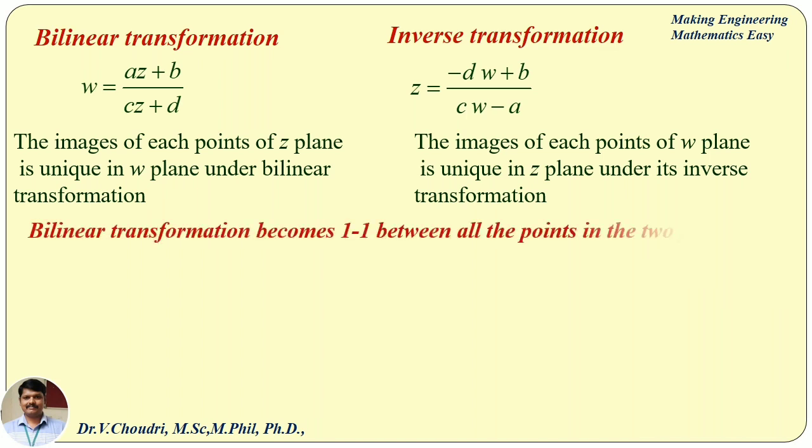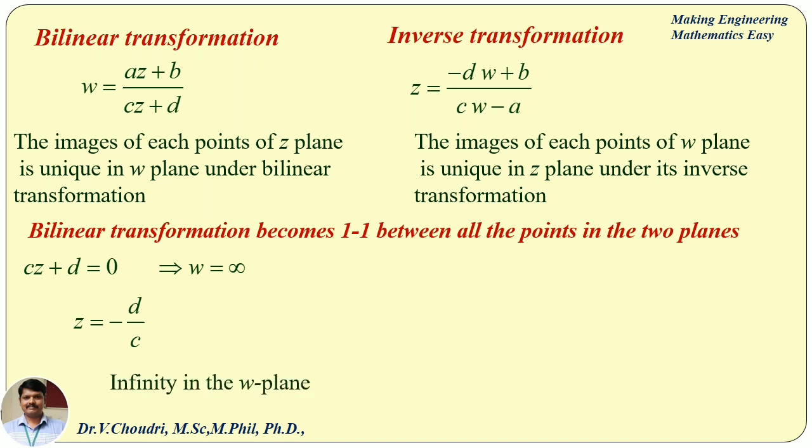Therefore, bilinear transformation becomes one-to-one between all the points in the two planes. Is it true for all the points? No. See the bilinear transformation. If the denominator equals 0, W becomes infinity. Therefore, Z equal to minus D by C is the infinity in the W plane. In the same way, in the inverse transformation, if the denominator becomes 0, Z equals infinity. Therefore, W equal to A by C is infinity in the Z plane.